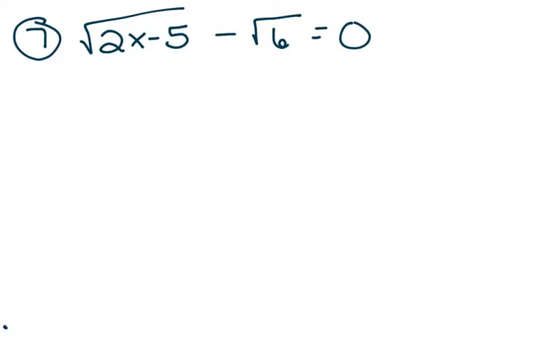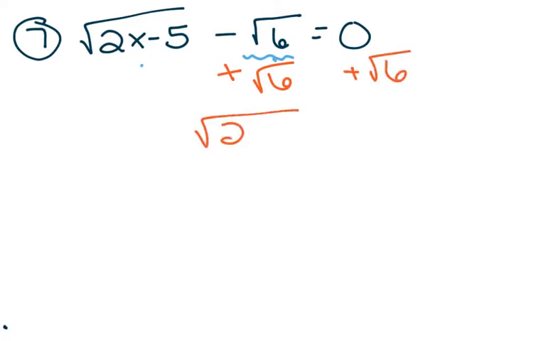Last example that we have today. Okay, we have to get this guy right here onto the other side because you cannot have two square roots, this guy and this guy, on the same side when you're trying to get rid of those square root signs. So I'm going to go plus, because again, the opposite sign, the square root of 6. I'm going to add them over to the other side. So now I'm at the square root of 2x minus 5 is equal to the square root of 6.